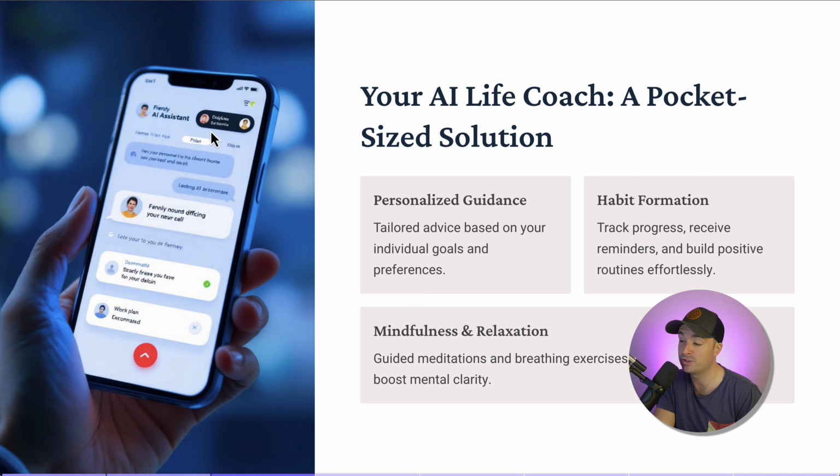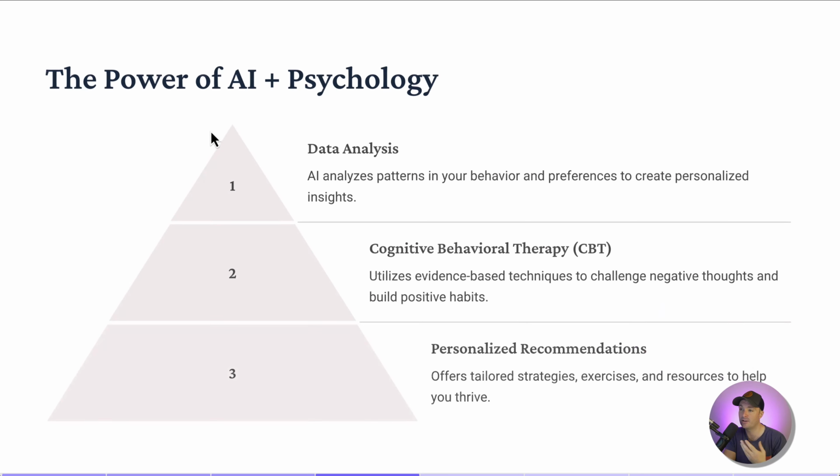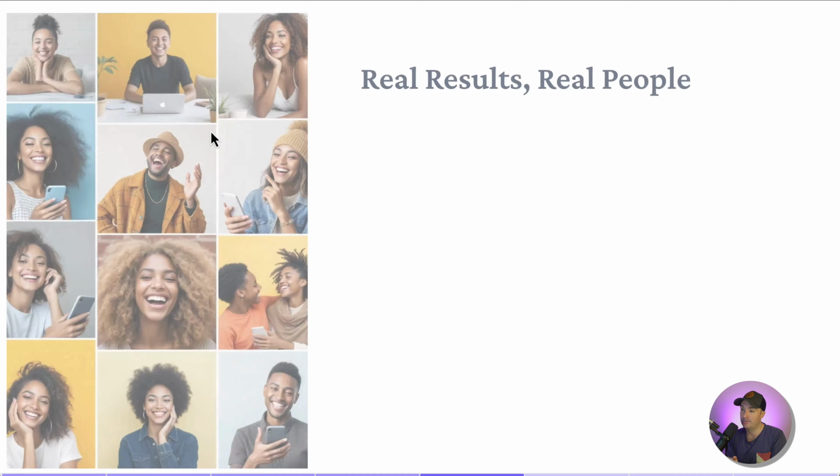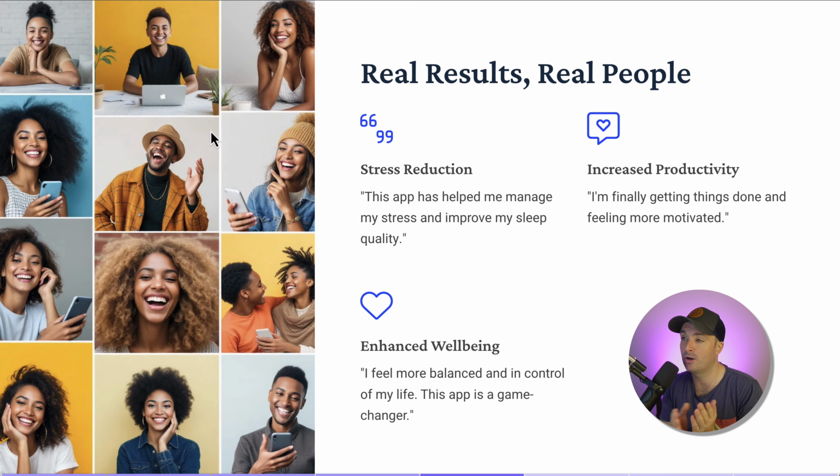So, as I said, you've got the solution now, talking about guidance, habit formation, and mindfulness. It then goes on to talk about AI plus psychology and how you can build on that. Again, I quite like the imagery around that. You've got personalized recommendations, cognitive behavioral therapy, and then the data analysis, and how it all forms into that structure and brings everything together. Then real results, real people. This is where you get the examples of real people who are willing to talk about your solution, in this case the AI app. Talking about stress reduction, increased productivity, and enhanced well-being, which are all pretty good outcomes.